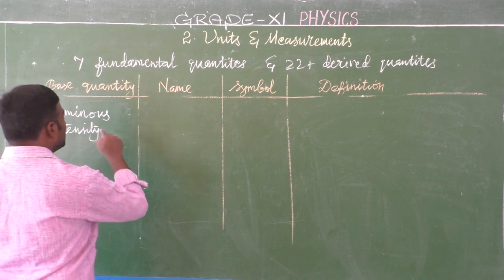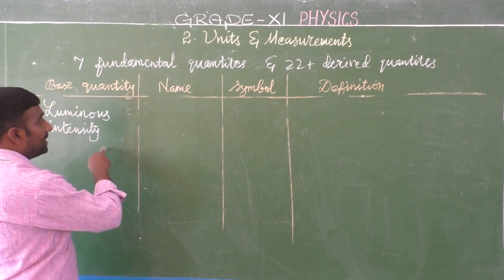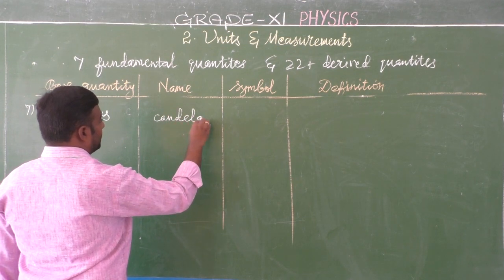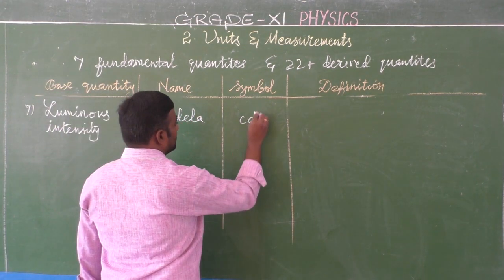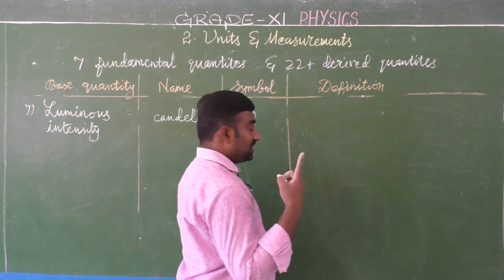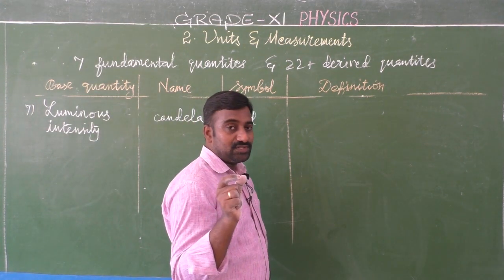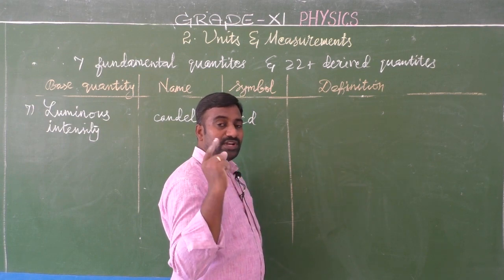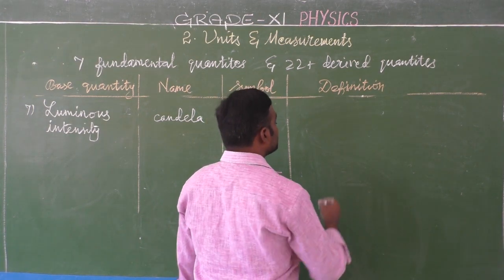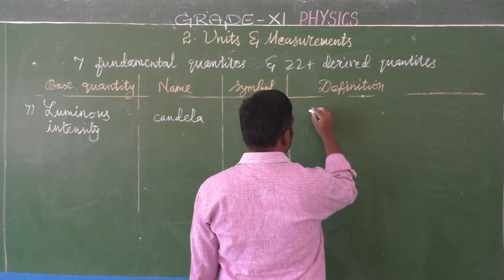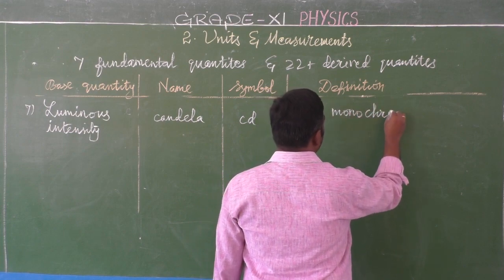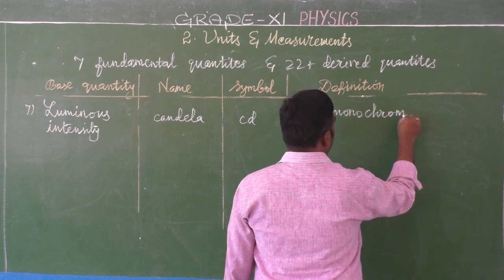So similarly, luminous intensity is a physical quantity. The name of the unit of luminous intensity is candela, and the symbol is cd, small c, small d. What is the definition? Imagine there is a monochromatic source, which means a source which emits only one kind of radiation or one kind of color. That is called a monochromatic source. Mono means single, chrome means color.